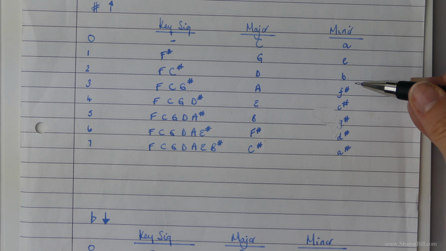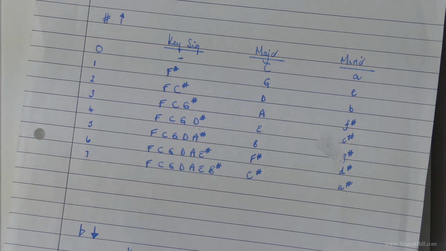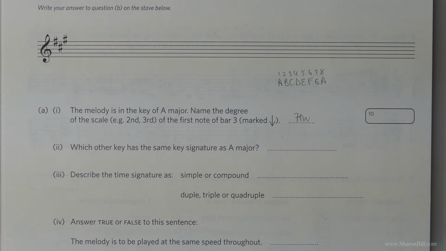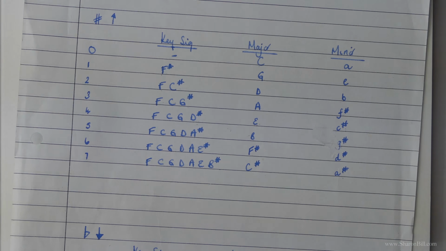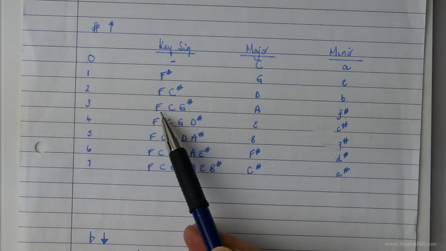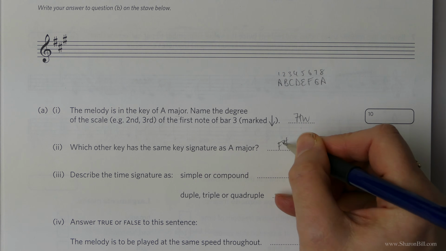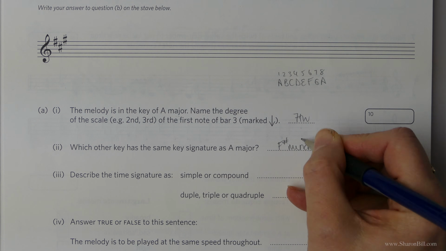It's much better to have all of your keys written in one go, and then you're not going to keep stressing out and scratching your head wondering what the answer is. We can see that A major is related to F sharp minor, with a key signature of 3 sharps. So there we go, F sharp minor answers that.